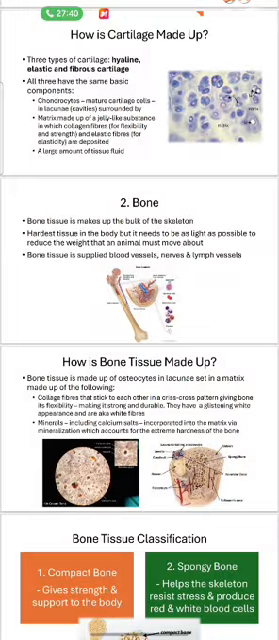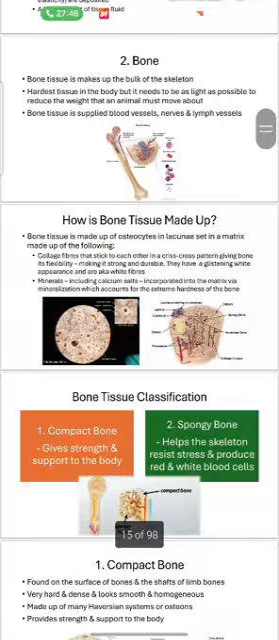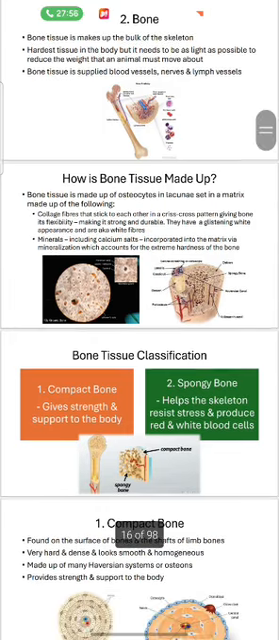Bone. Bone tissue makes up the bulk of the skeleton. Hardest tissue in the body, but it needs to be as light as possible to reduce the weight that an animal must move about. Bone tissue is supplied with blood vessels, nerves, and lymph vessels.